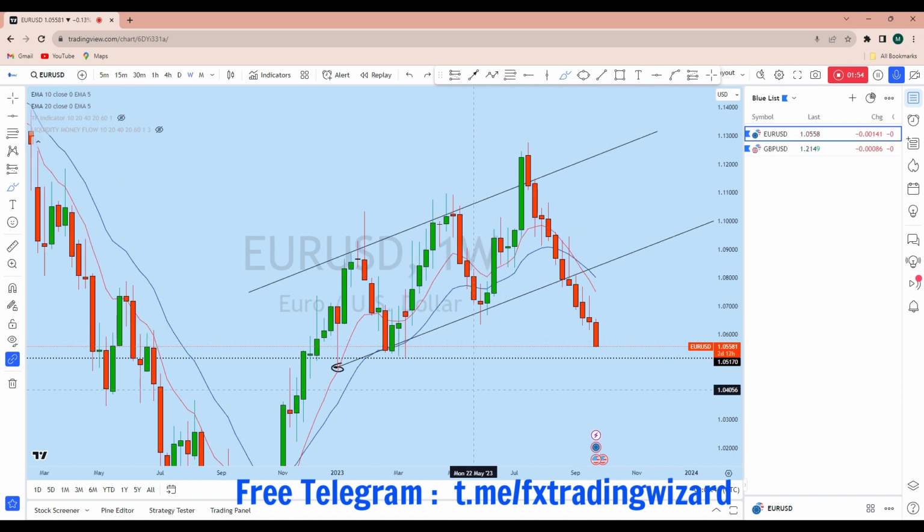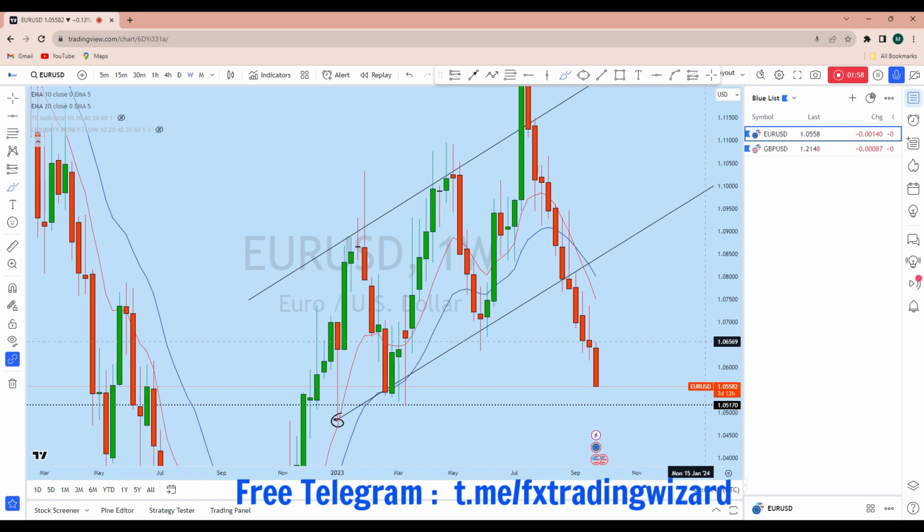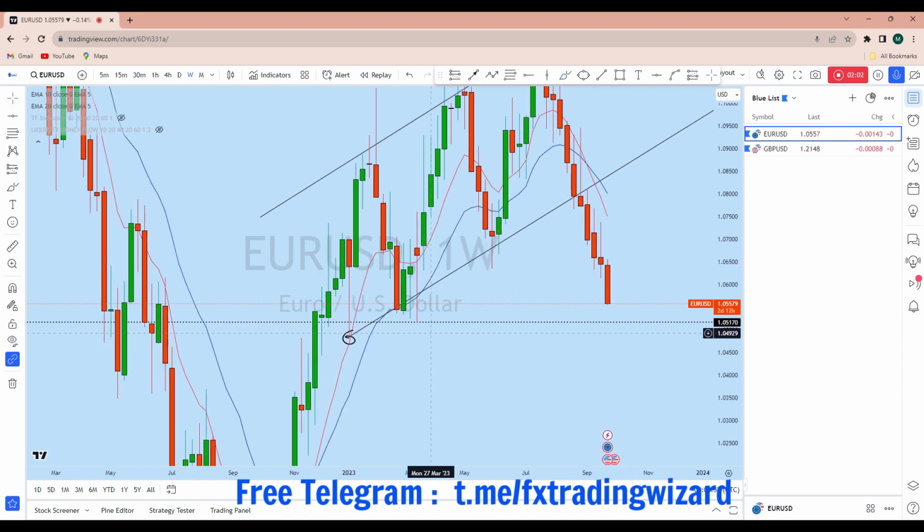And now we can expect the price to break this liquidity zone, which is the 1.0510 to 1.0170 level. As there is liquidity in that zone, we can expect, with the drop, the price to break the low and even break this further low to the downside.